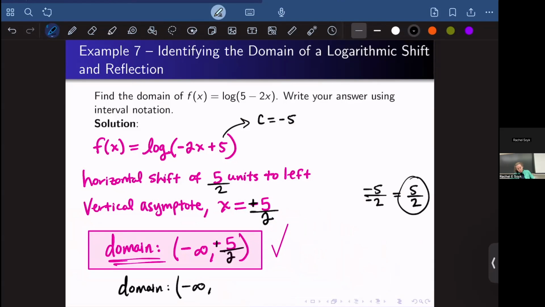I also want to quickly show you a very easy way to calculate domains when you're dealing with log functions. You know that your basic log function, log of x, your domain is from 0 to infinity, not including 0, since that's a vertical asymptote. So when you're calculating this in terms of 5 minus 2x now instead of just x, you know that that needs to be greater than 0.